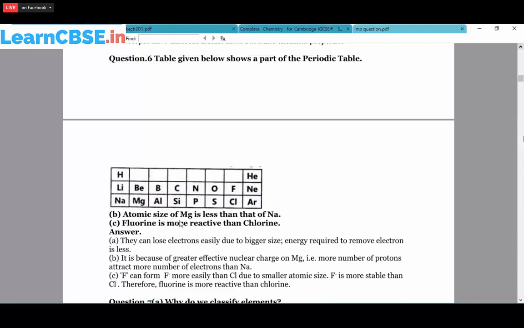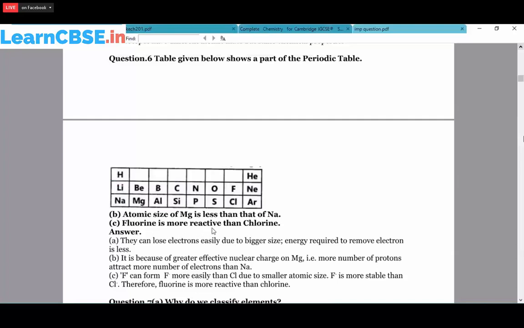Okay, so the atomic size of magnesium is less than that of sodium. Yes, magnesium is present in group 2 and sodium is present in group 1. Because magnesium has more effective nuclear charge, it has 12 protons and sodium has 11 protons. So the attraction will be higher in magnesium, but sodium has less attractive force, that is, less effective nuclear charge. That's why sodium has a bigger atomic size than magnesium.